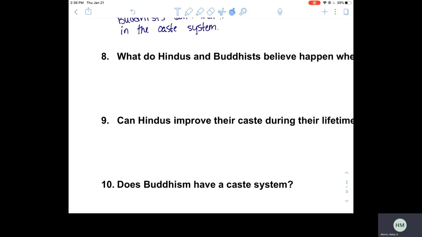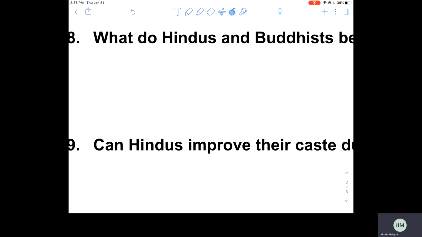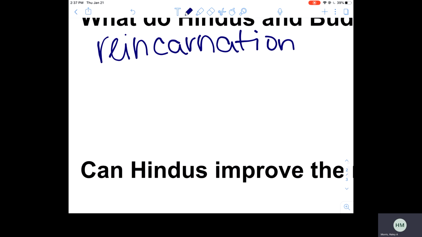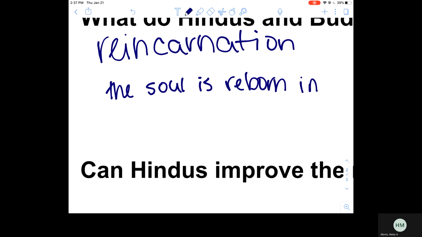What do Hindus and Buddhists believe happens when you die? This is a very important vocab word. Starts with an R. I'll give you a second. Maybe you can think on your own. But they believe in reincarnation, or the soul is reborn into a new body. Not necessarily always a human body. Remember, we talked about how Hindus believe that cows are very prestigious. So if you have lived the ultimate life, maybe you'd become a cow in your next life.